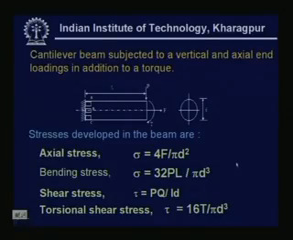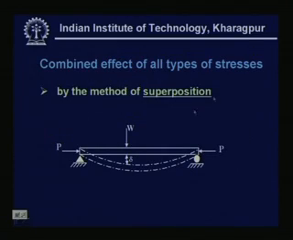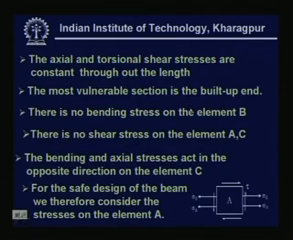Now, here we take up one example of how a combined stress can occur in a beam. You can see that this is a cantilever beam acted upon by a load P at the end, having a length L. It is acted upon by a tensile load F and a torsion, which, if I view from this side, is in a clockwise direction.